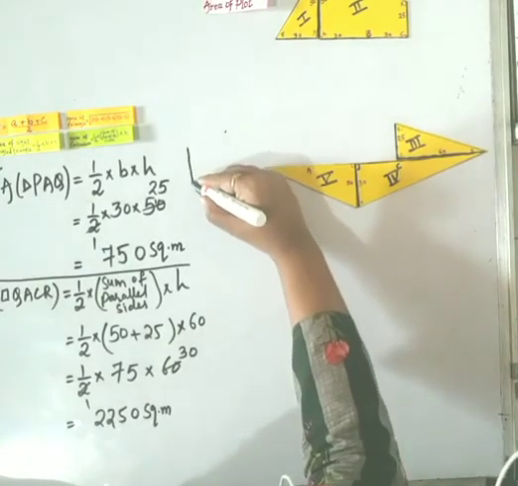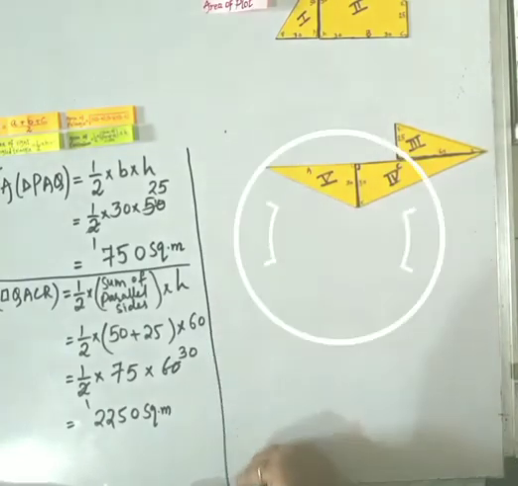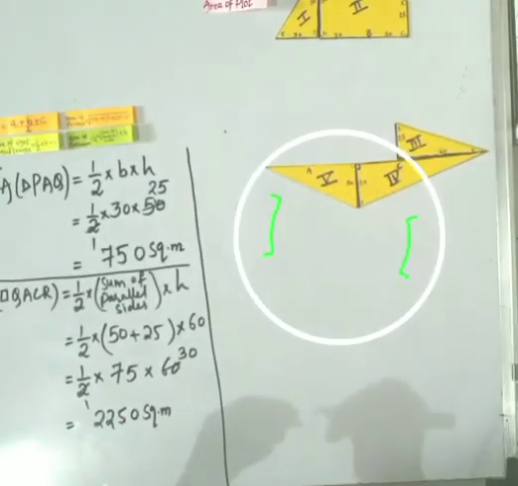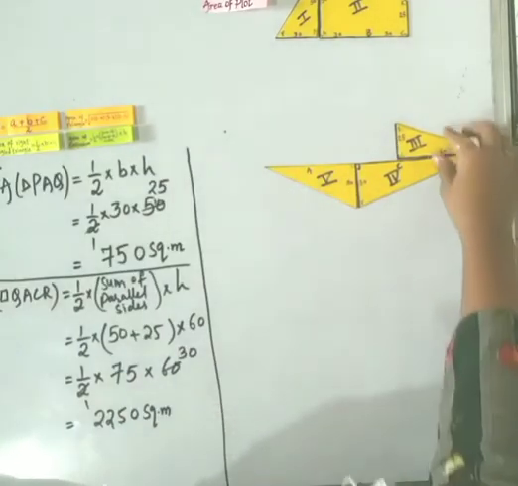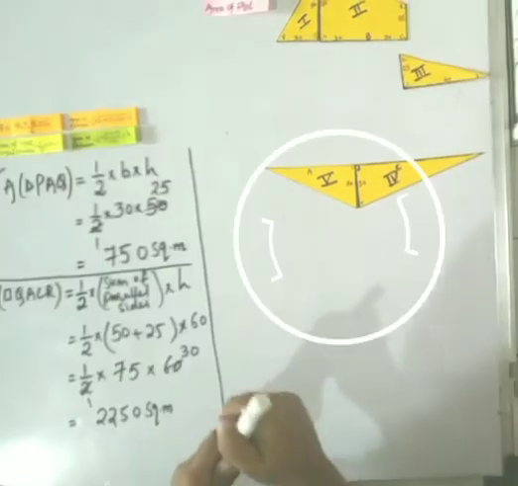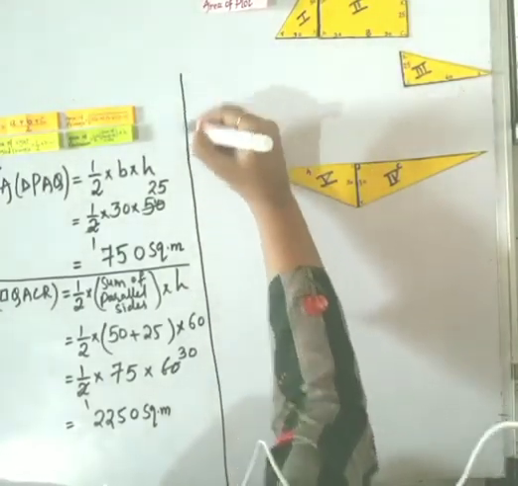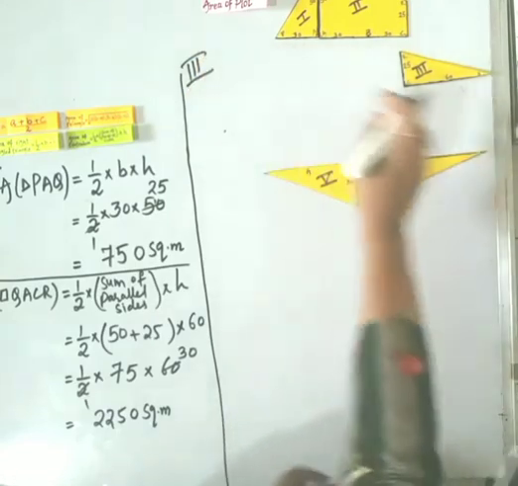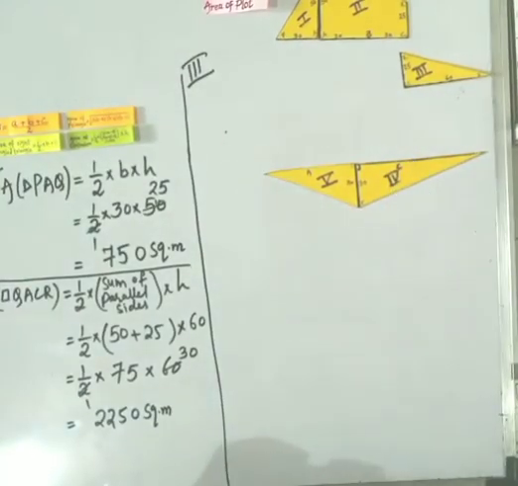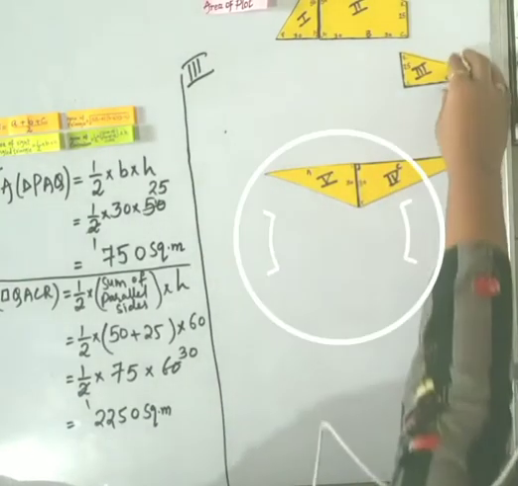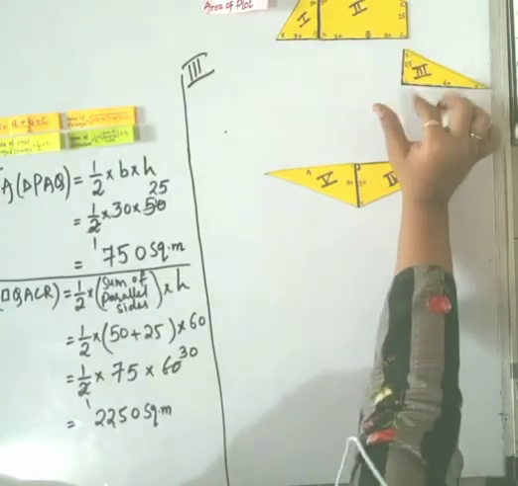Okay, now we will go to the third part. This is my third part. So I'll go to the third part now. This third part is again a triangle. Again it is a right angle triangle. Let's see what is the name of this triangle.